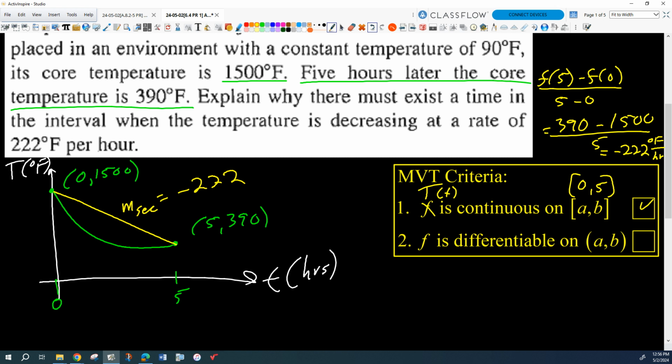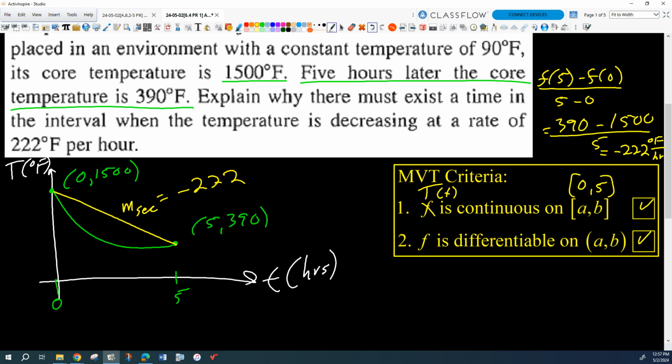Is it differentiable? It is. Yeah, what do you think? Oh, okay. So it is differentiable because the rate at which the temperature is decreasing is smooth, right? You're not going to have a sharp corner in your temperature distribution, right? It just doesn't make sense that that would happen. So yeah, we have to meet those criteria because this is a physical process, and so therefore we meet the criteria.